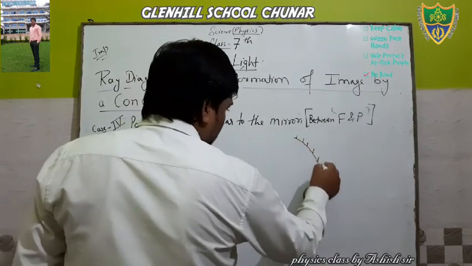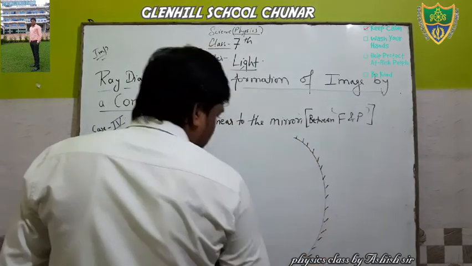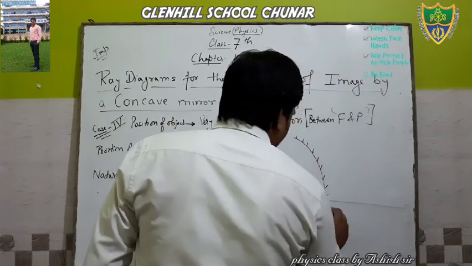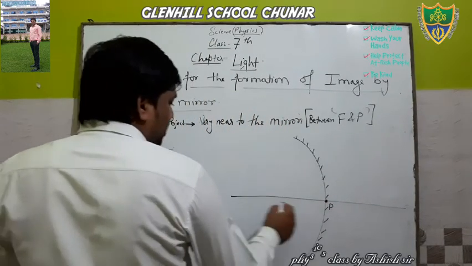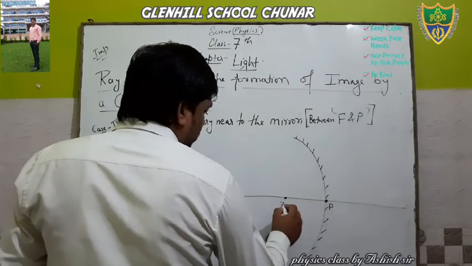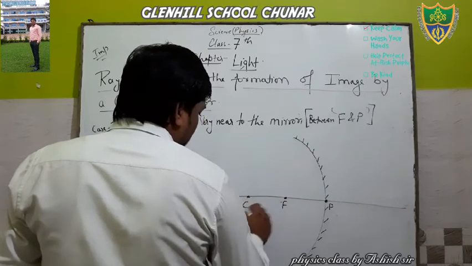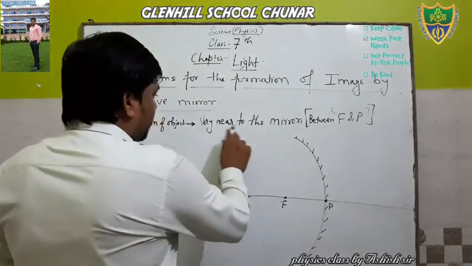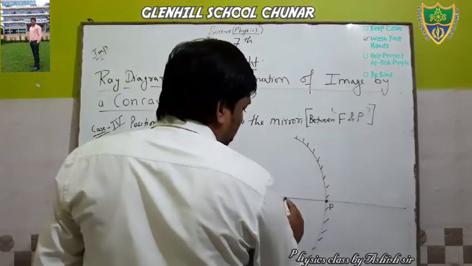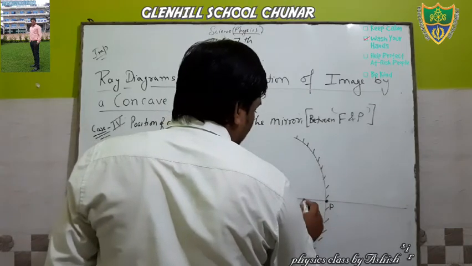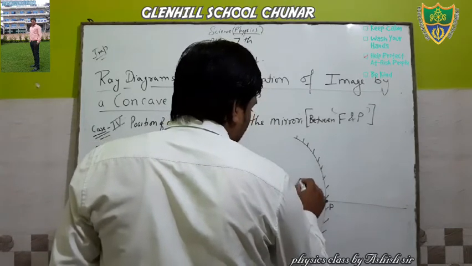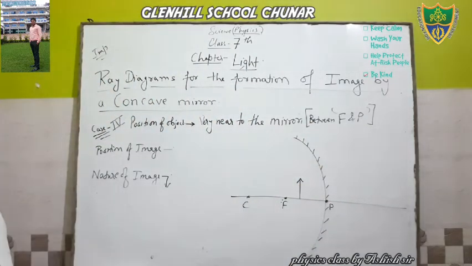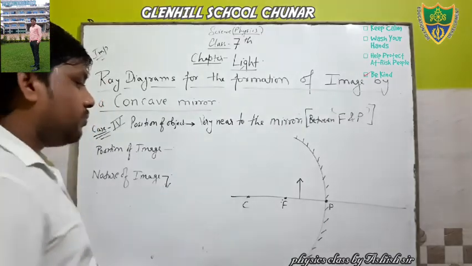So this is your concave mirror. This is your point pole. This is your principal axis, and this point is focus, and this is center of curvature. Now your object is placed very near to the mirror, so object is between focus and pole. So you have to draw the object here, between focus and pole.